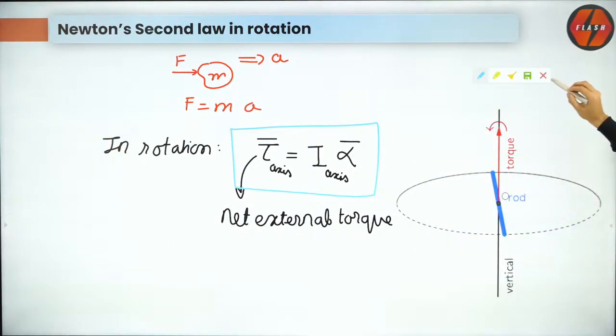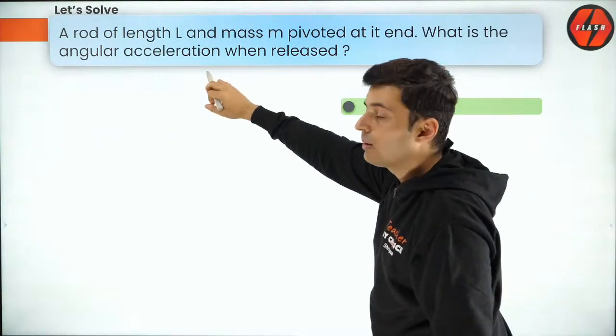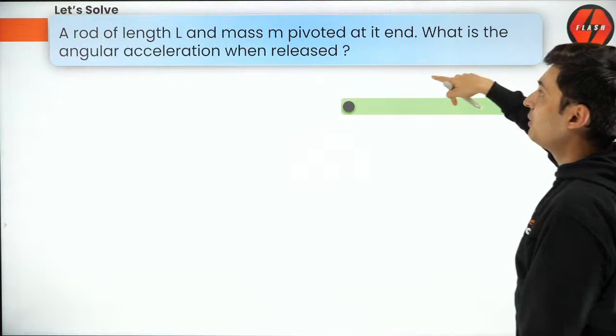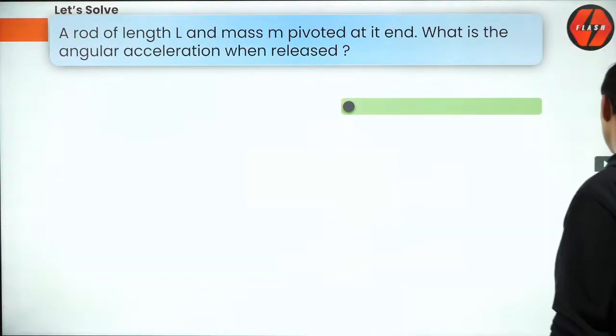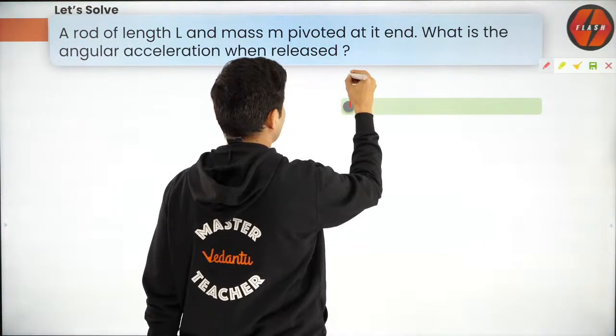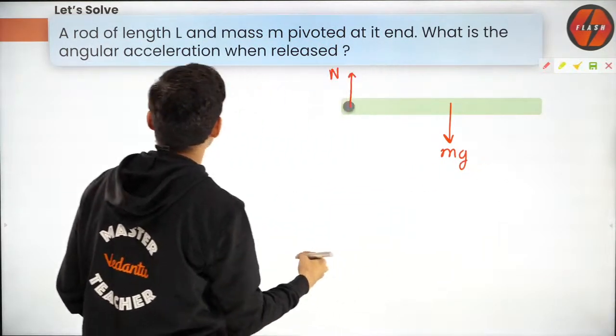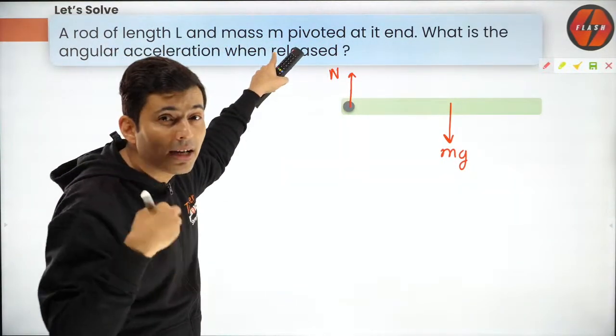Let's get going now to problems. Let's see the first problem coming up on your screen. This problem looks familiar to me. We have done this before. We just calculated the net torque. Let me remind you, there was a normal force and there was mg force acting here. So the question is, what is the angular acceleration?